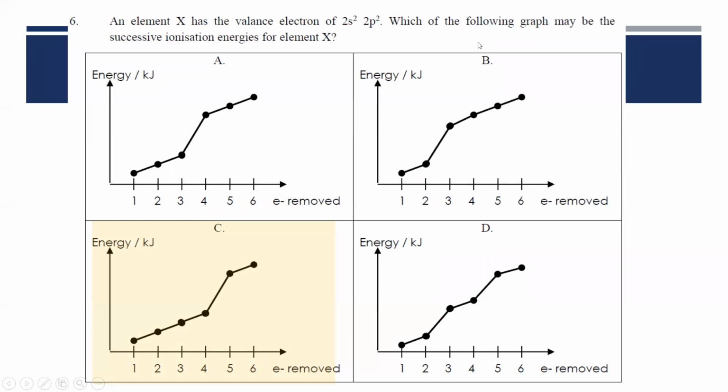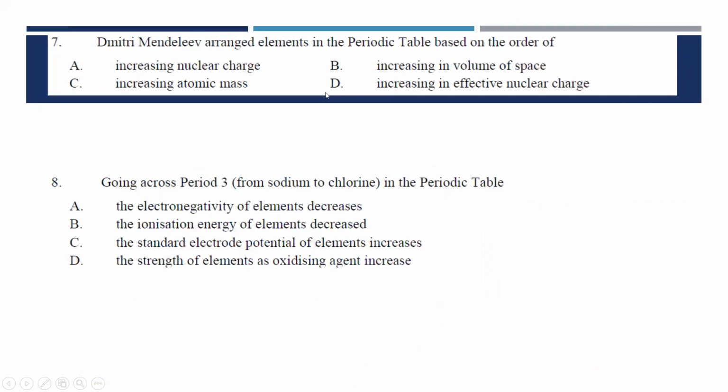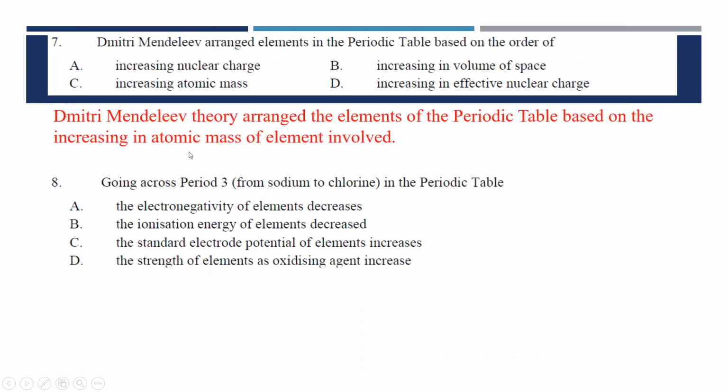Immediately we go to question number 7. Dmitri Mendeleev arranged the elements in the periodic table based on what? It is based on the increasing atomic mass of the elements involved. So the best answer here will be C.